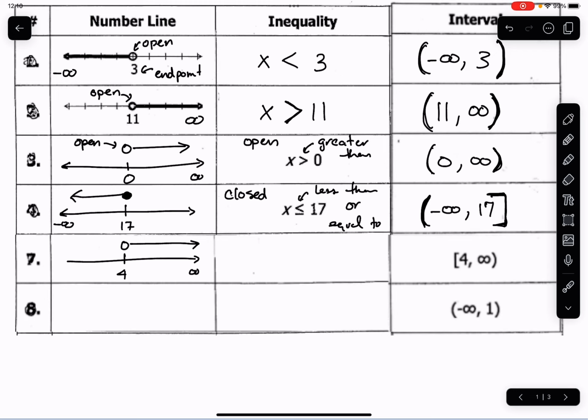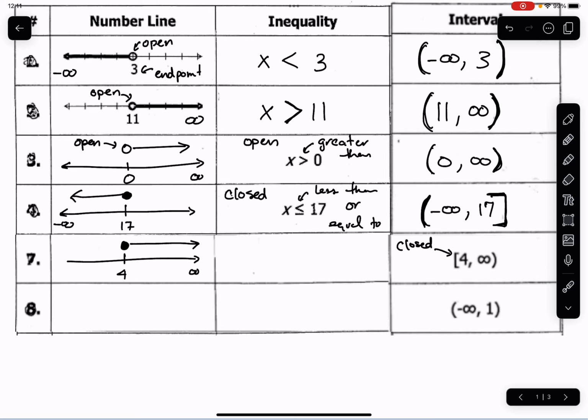Now, do we have to shade it in? Well, because we're using a bracket, that means that this circle that we're drawing above the 4 is going to be closed. So we are going to fill it in and close that circle. So that would be the number line.